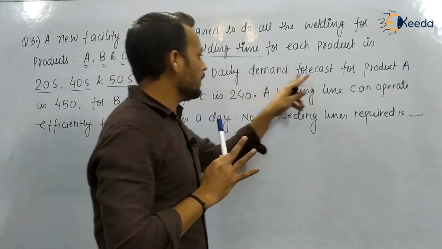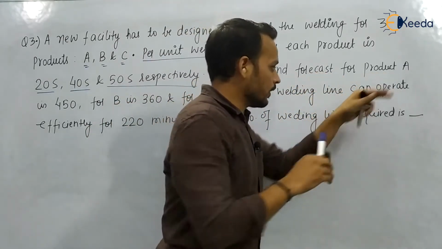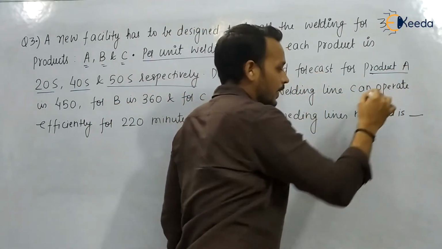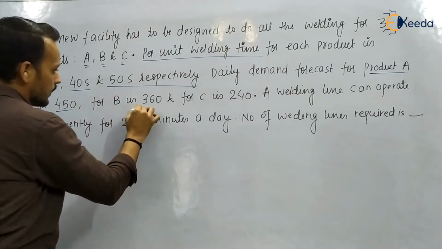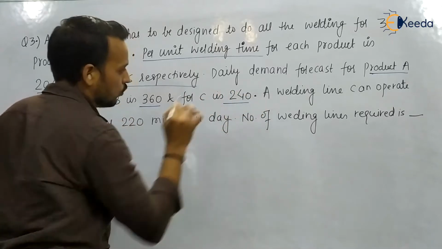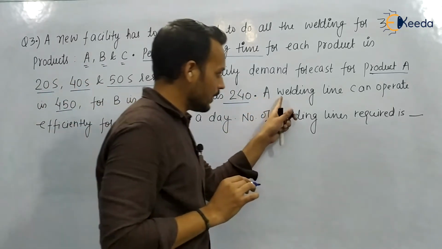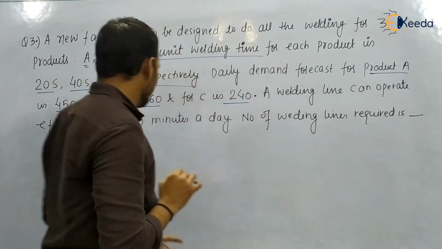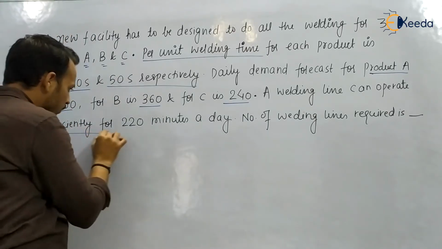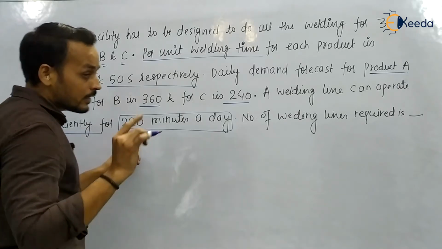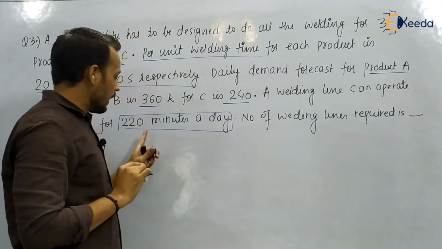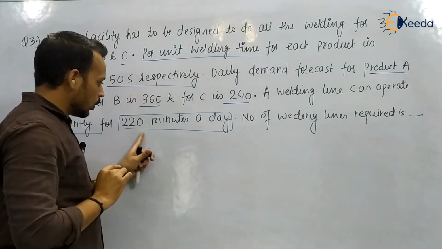And they are saying that the daily demand forecast for product A is 450, for B it is 360, and for C it is 240 units. And it is saying that a welding line can operate efficiently for 220 minutes a day. So a single welding line can operate efficiently for only 220 minutes a day.